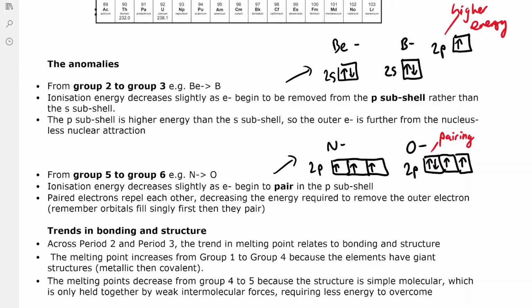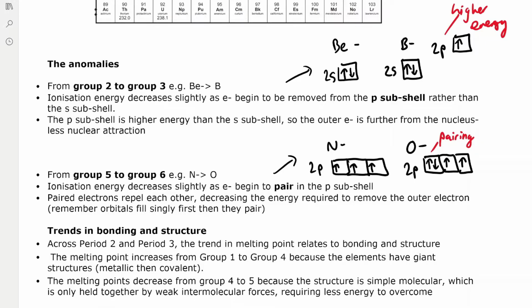And you can see I've represented that diagrammatically at the top right hand corner. Beryllium has 2 electrons in the 2s subshell and has no electrons in the p subshell. And boron has 2 electrons in the 2s subshell and 1 electron in the 2p subshell. And the 2p subshell is higher energy, so it's further from the nucleus. So there's less nuclear attraction, which leads to this slight anomaly, but then the trend increases afterwards.